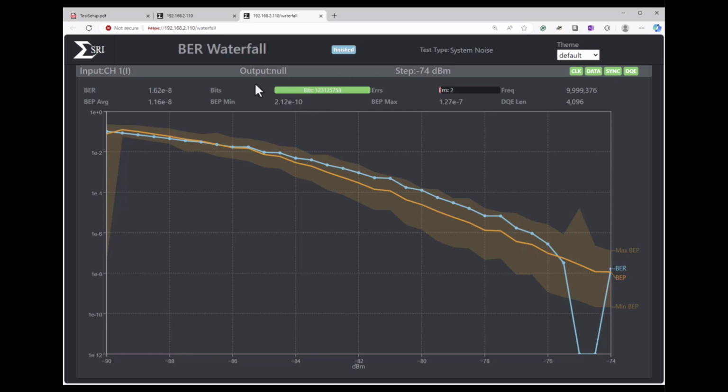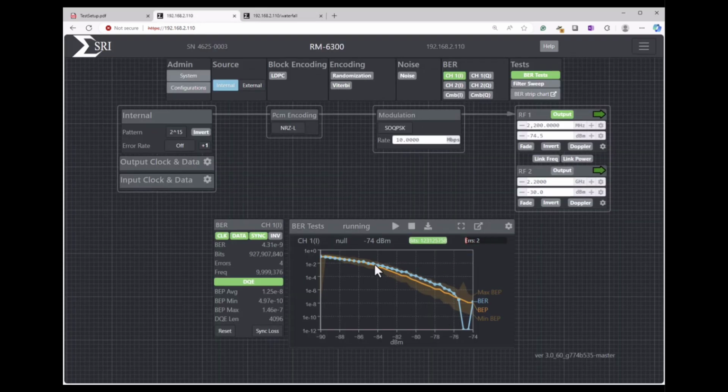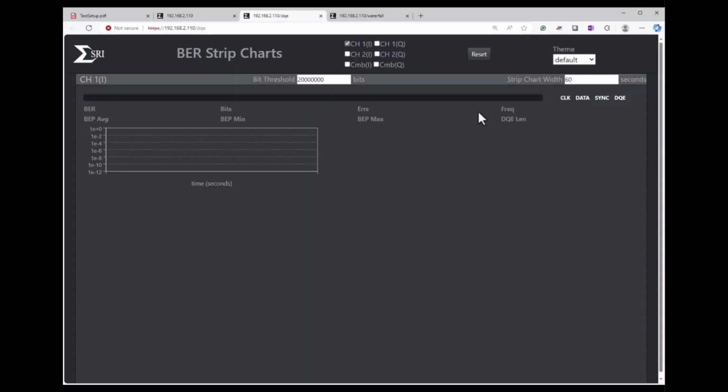So that in large form, you can see it a little better here, it makes a little more sense on a small chart. You can see the typical waterfall curve coming along here and the bit error probability next to it. Okay. A somewhat more interesting, dynamic way to look at this in real time is that you can also look at this as a strip chart. So let's open up our strip chart here.